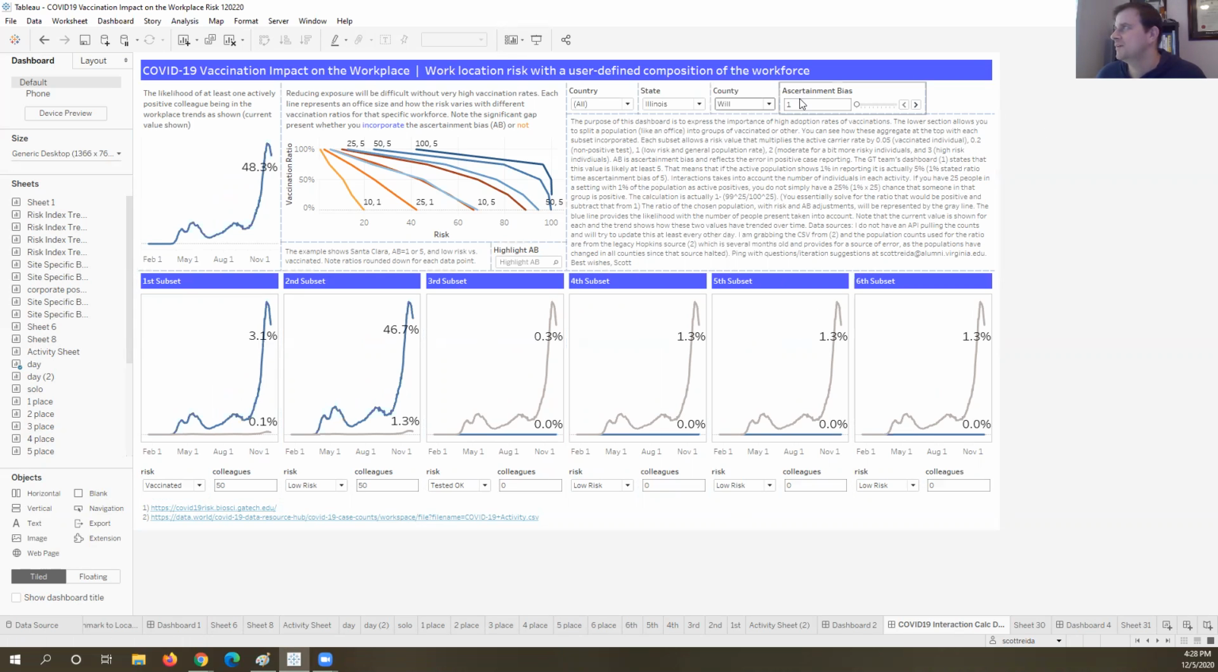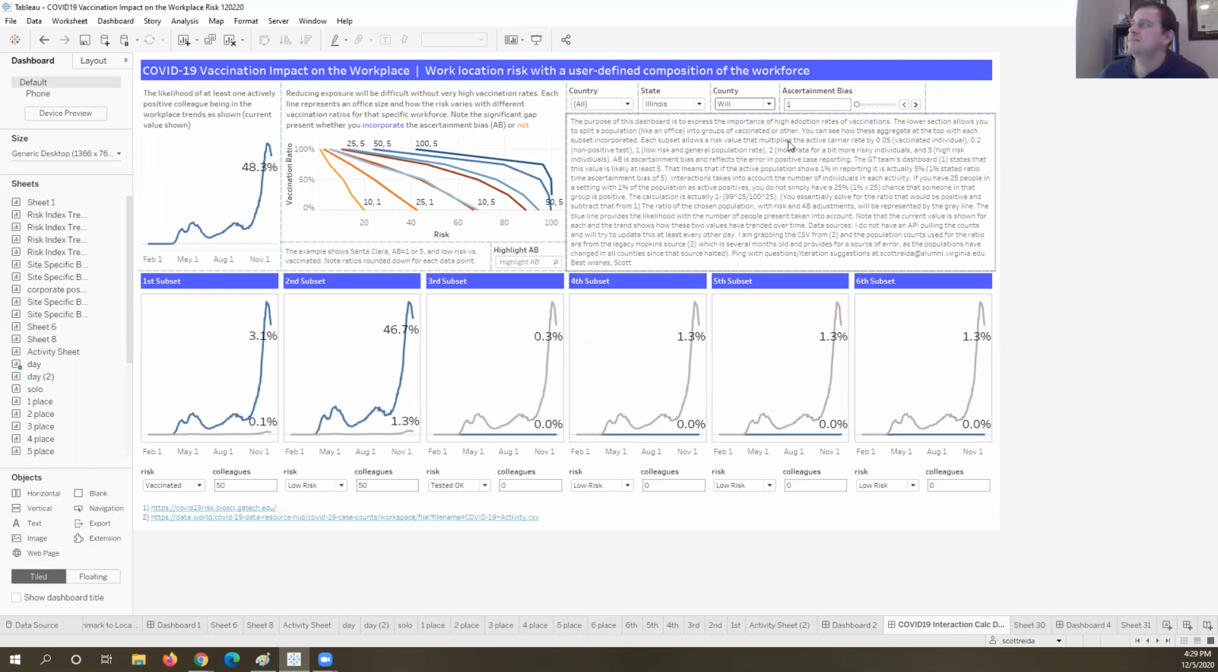On the upper right, you also see ascertainment bias. This is to account for poor testing or lack thereof data. Right now, let's just say you have 1% of the population is said to be positive. The ascertainment bias basically is saying if you put a 5 there, the thought is that we actually have 5x of that 1%, so 5% actually positive instead of 1.